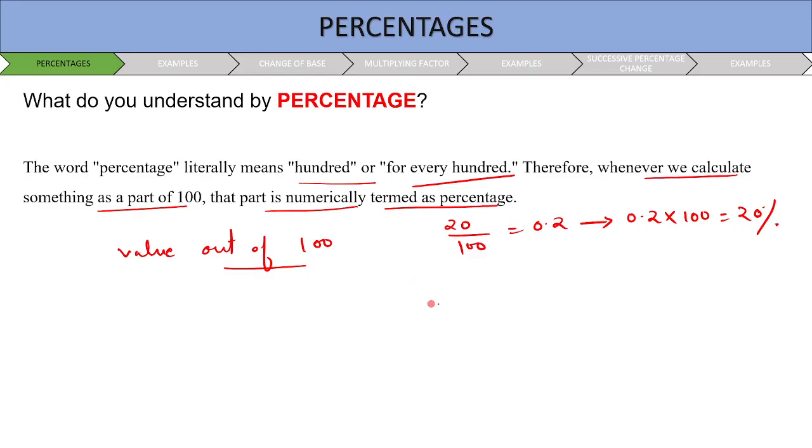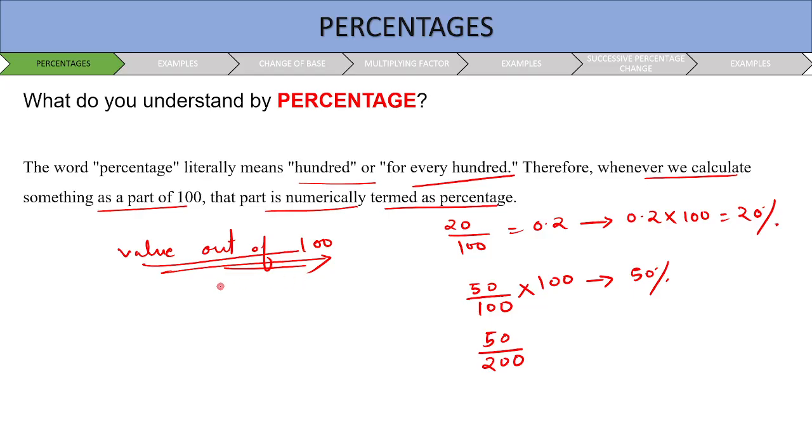That will give me 20 percentage. Similarly, if I have to get 50 out of 100, then I will multiply it by 100, and I will get 50 percentage. And similarly, if I have to calculate my percentage when my total value is 200, which means it is nothing but value out of 100, I will multiply with 100, and I will get this as 25 percentage. I hope this part is clear.